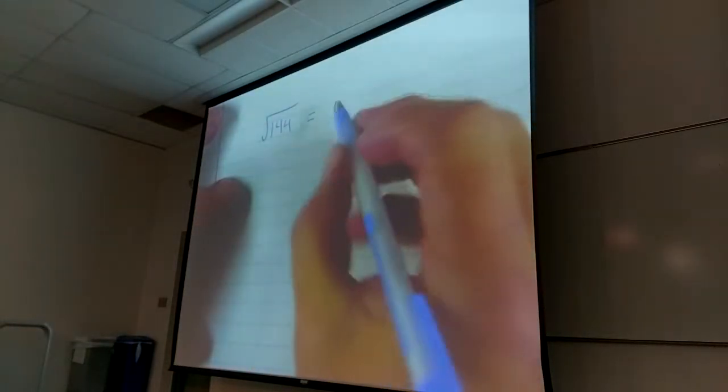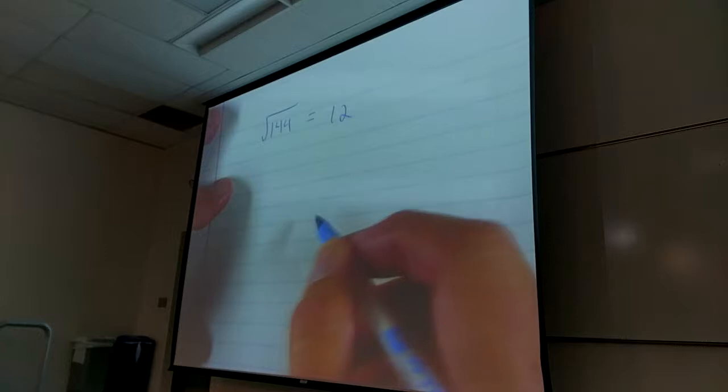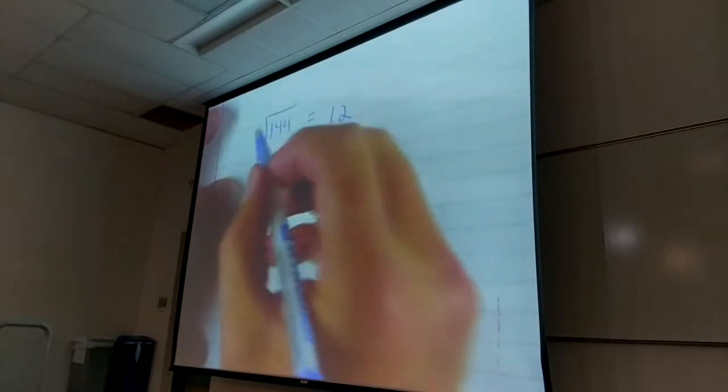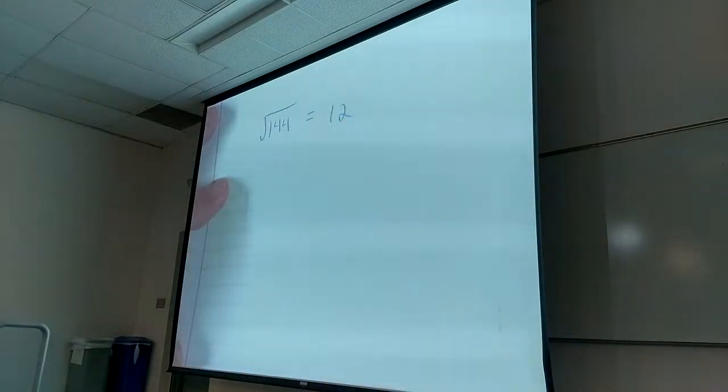We did the cube root yesterday, but just to review, what's the square root of 144? 12. Why exactly? Because 12 times 12 is 144. It's the square root, so it's asking you, what does it take 2 of to multiply by to get the inside? That's the question.